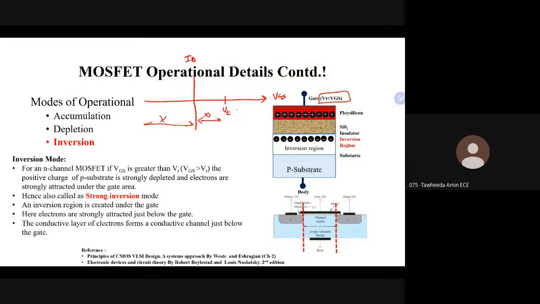VGS is greater than VT. So you are basically in this range. Okay. So you are in this range. Here you have a lot of positive charge on the gate. So on the gate you are depositing lot of positive charge. What is gate made up of? Metal. तो अब गेट में बहुत ज्यादा पॉजिटिव चार्ज है.